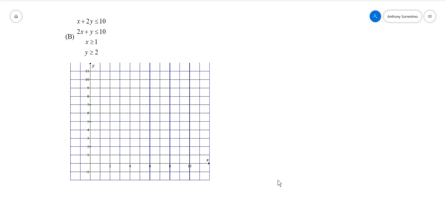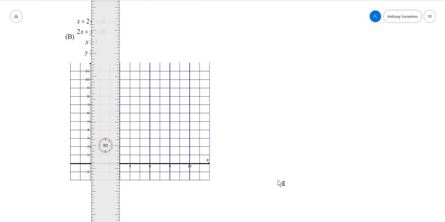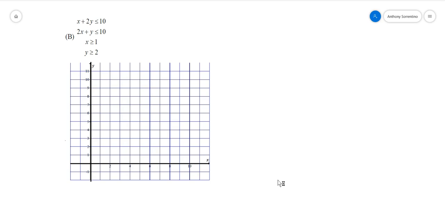So to graph these, and again, this is an instance where for some reason the axes aren't showing up quite as well as I'd like to see them, so I'm going to put them in really quick. So, I'm going to start with the two easy ones.